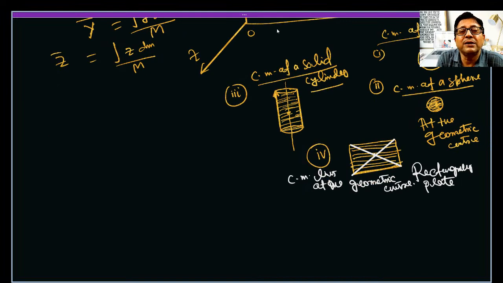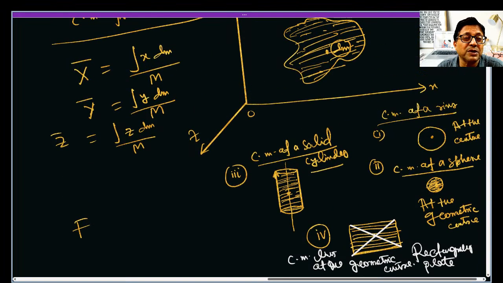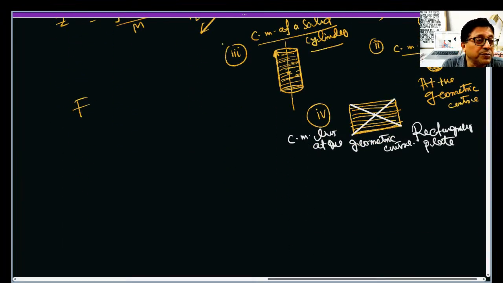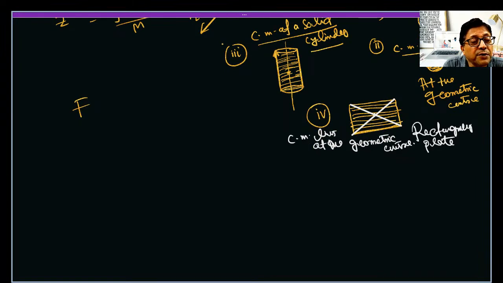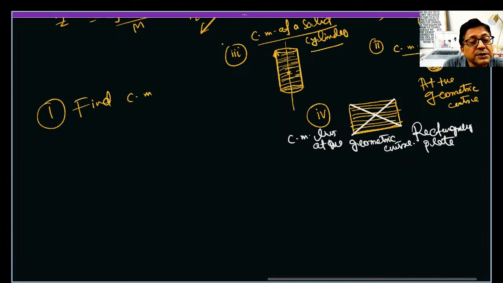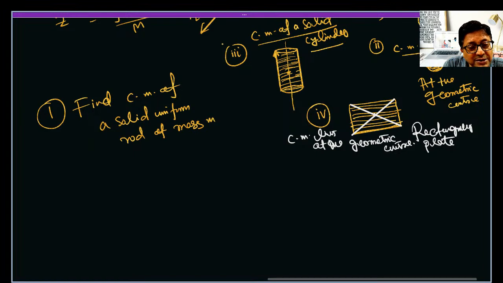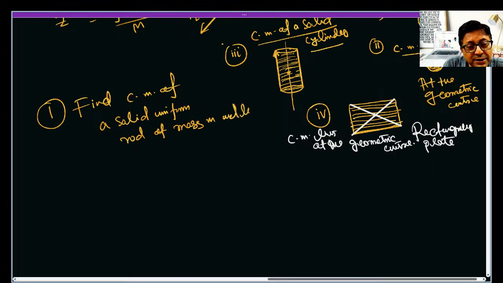Now let us calculate center of mass in the following cases. This is required. By using the concept of center of mass of a rigid body, you answer these three questions. Question number 1, find the center of mass of a solid uniform rod of mass m and length L.